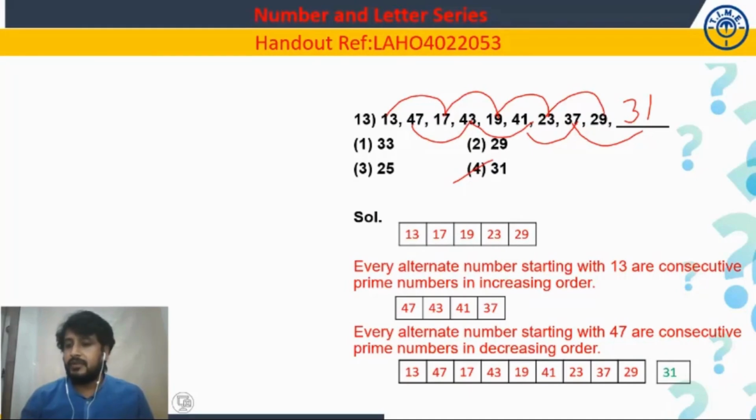Every alternate number starting with 47 are consecutive prime numbers in decreasing order. And every alternate number starting with 13 are consecutive prime numbers. Here starting from 47, consecutive prime numbers in decreasing order. According to that pattern, our required answer is 31. Choice 4. So if more number of numbers are given, try to apply alternate logic. Okay? Alternate series logic.